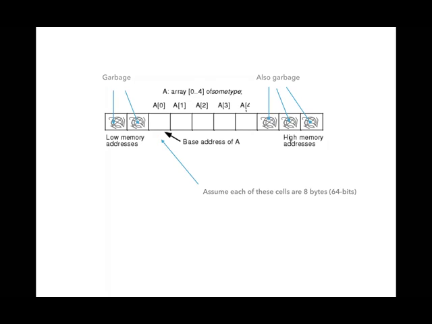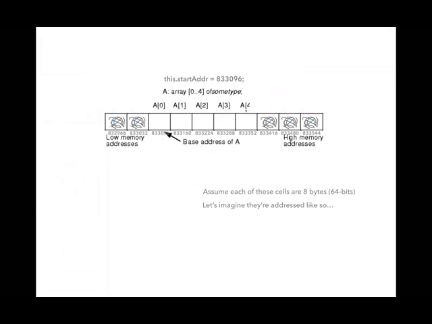So assume that each of these cells is 8 bytes, just because that's the easiest way to think about it. Imagine their addresses this way, with these little numbers. Basically, every address is like a bit.